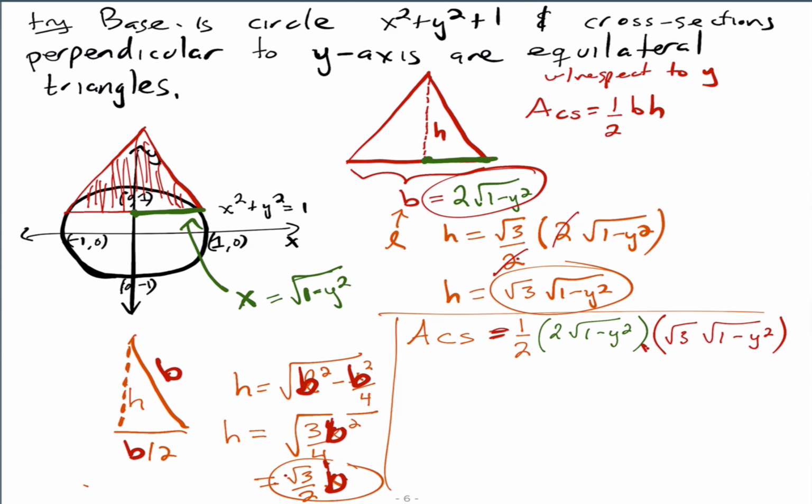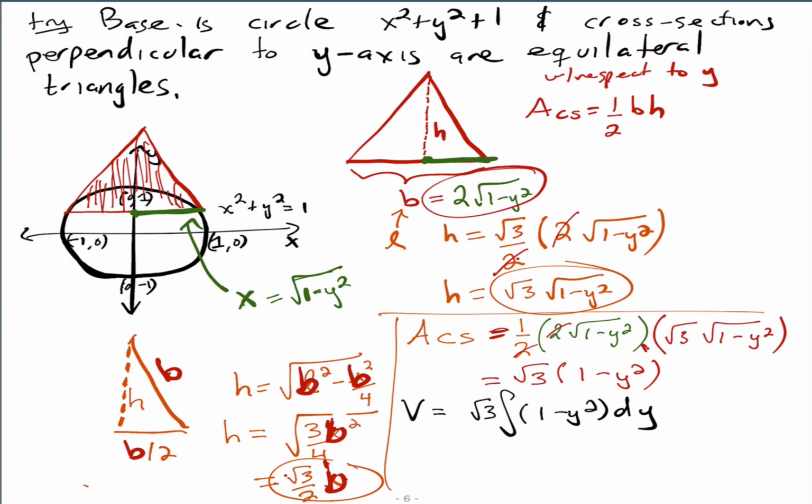Thumbs up? Okay, so now what? What does that equal to? The 2's cancel, right? We end up with root 3 times 1 minus y squared. That's the area of the cross-section, right? Okay, so just this once, we're going to skip the sum, just because we don't have any space. So what do we end up with? The volume is going to equal the square root of 3 times the integral of 1 minus y squared dy, right?